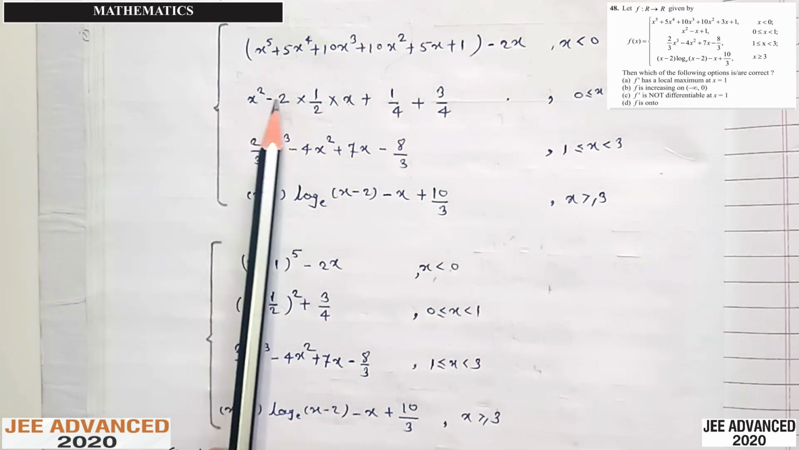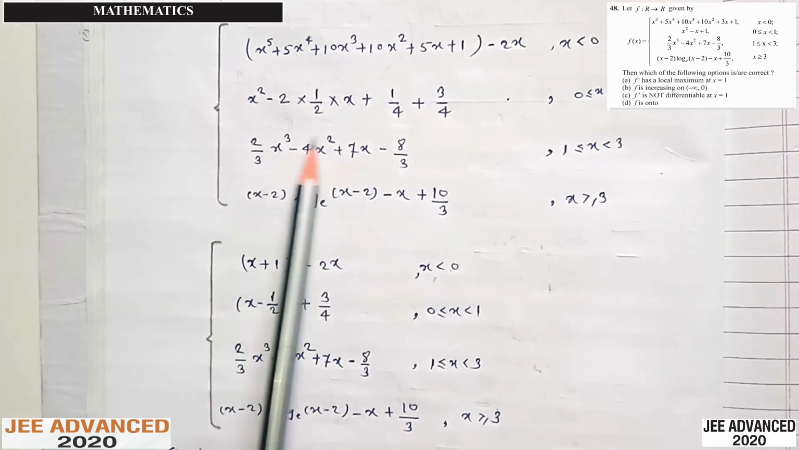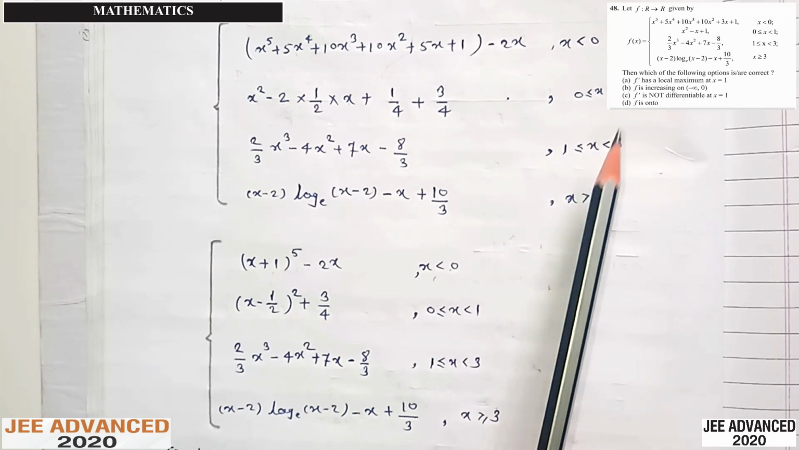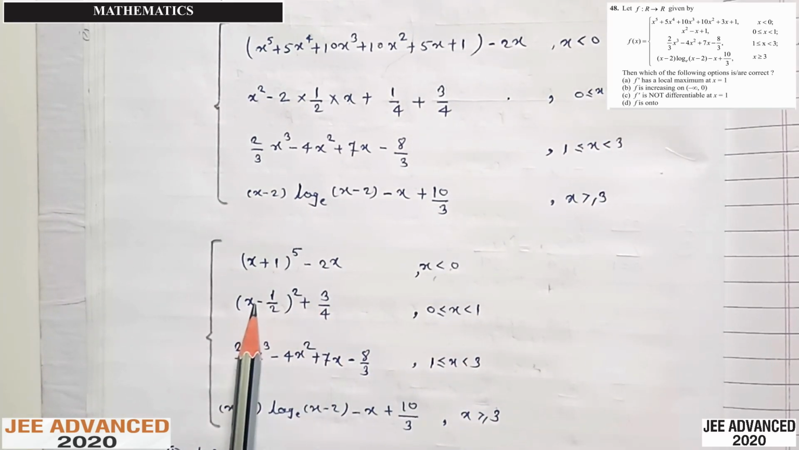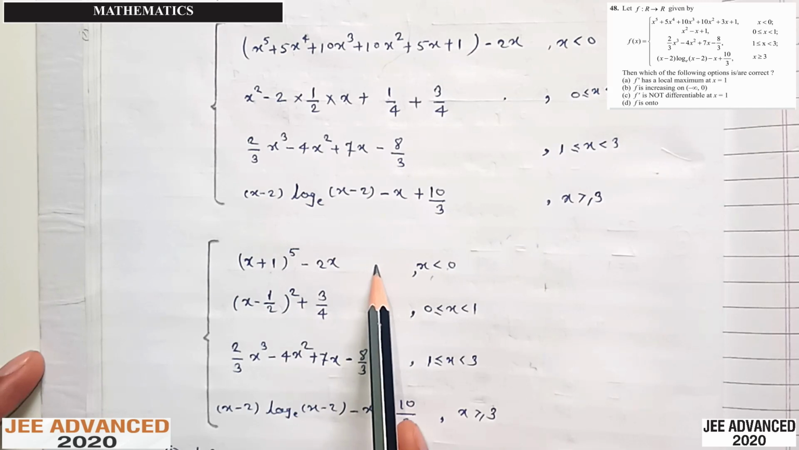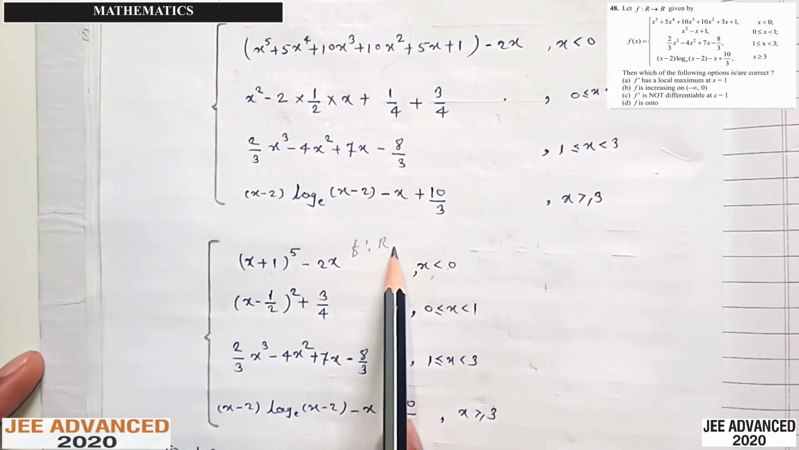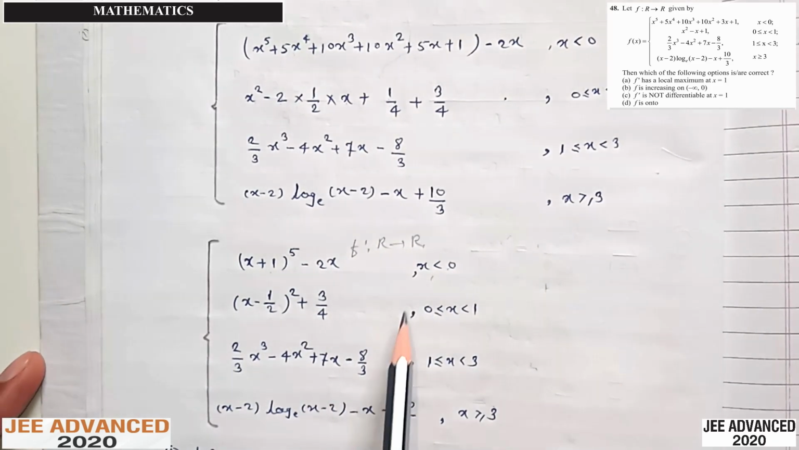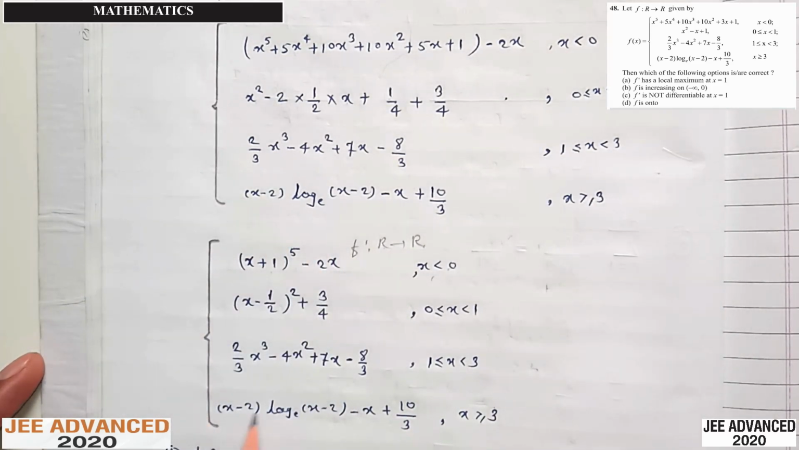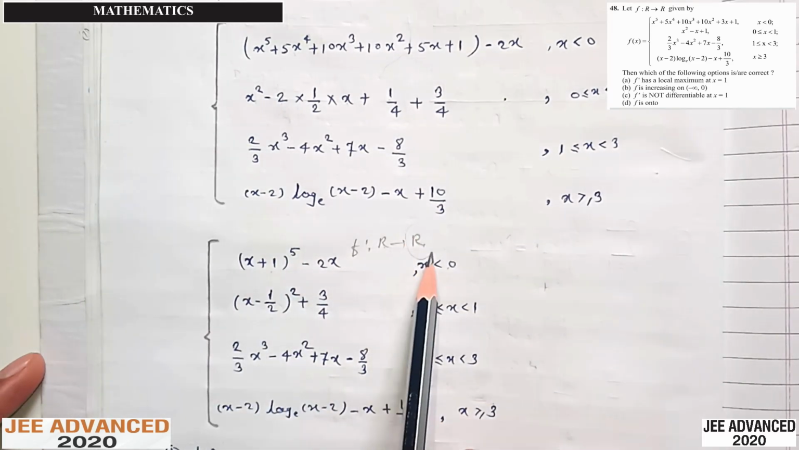Now the second polynomial is here: (x minus 1 by 2) square, which is the square form of the first polynomial, plus 3 by 4 as it is, with 0 less than or equal to x strictly less than 1. Here is the square of the second polynomial written in short form, and the third and fourth polynomials I kept the same. These all are functions from real numbers to real numbers. That means whenever we take any element from the real numbers and apply this function, we get a real number itself.